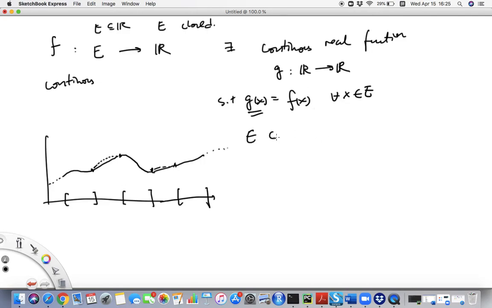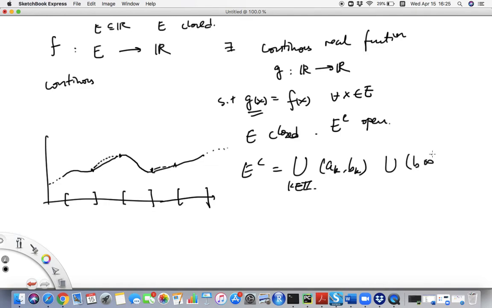Because E is closed, E complement is open. And we know that open sets in R are a countable union of finite open intervals, so it's a countable union, say over k in Z, together with possibly (b, infinity) and (minus infinity, a). All right, so we know that's the case.